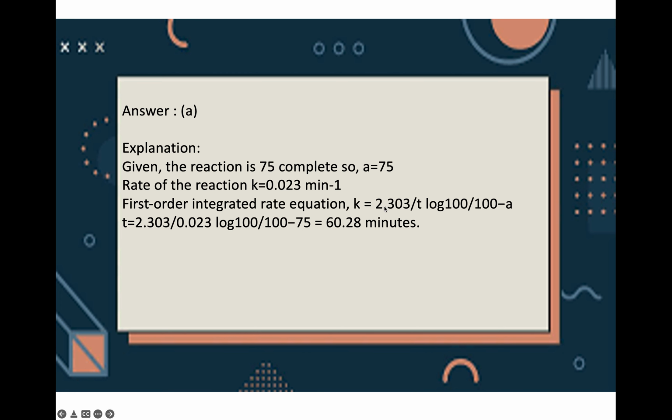First order rate equation, always remember this equation, in a fraction of a second you can solve for this. K equals 2.303 by T, that is 0.023. You have to find out T, so you bring this K down here and move this T up here and reframe the equation, and just substitute the values. 100 minus A, 100 minus 75, that is 25. When you calculate, you will get 60.28 minutes.